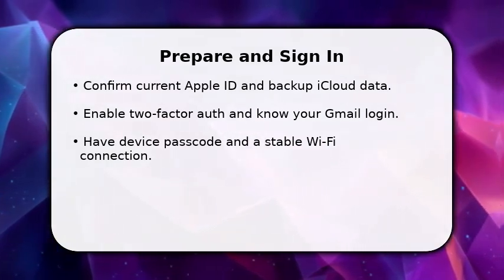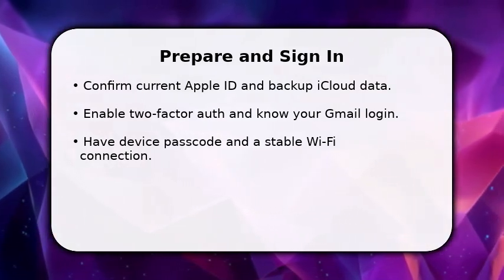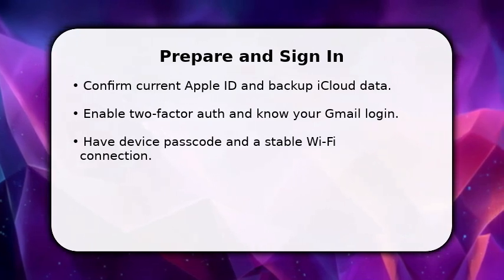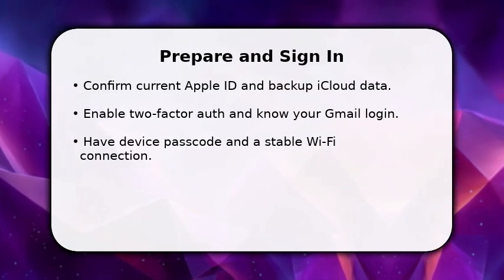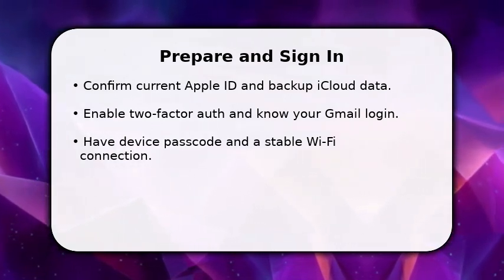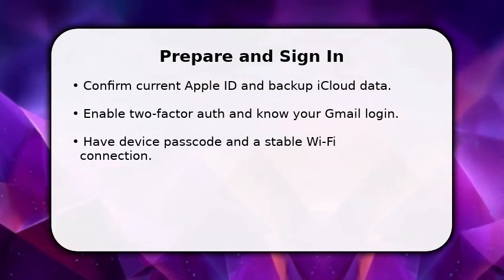You start by verifying which Apple ID is active on your iPhone or Mac. This avoids accidental data mix-ups. Once signed in, back up iCloud to prevent data loss before any change. Make sure two-factor authentication is enabled and you can access your Gmail account credentials. You'll need them soon. Use a stable Wi-Fi and keep your device passcode handy.